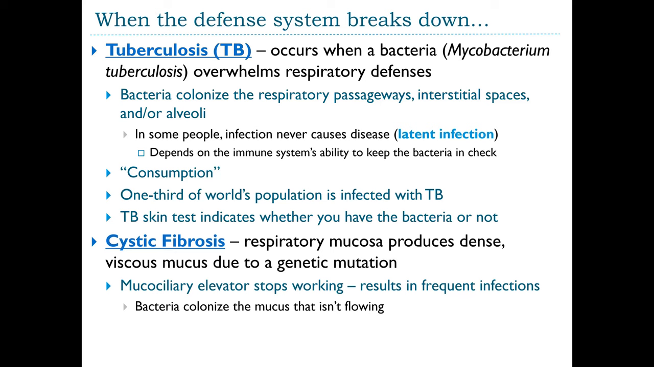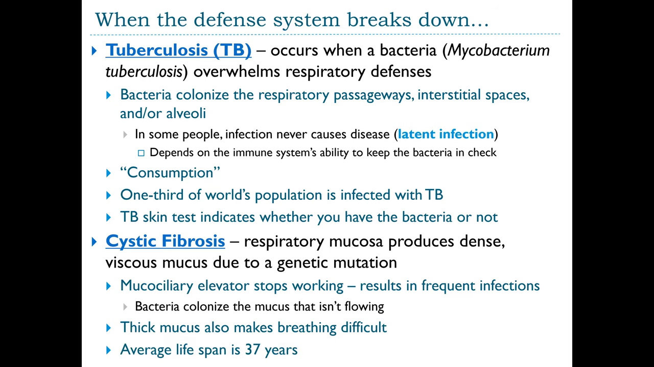So remember, the purpose of the mucus is to catch those bacteria, sweep them toward the pharynx, you swallow them, and your stomach acid kills them. But if the mucus is just sitting there and not going anywhere, the bacteria are happy to use it as a food source, and they can start growing and dividing out of control. So people with cystic fibrosis end up having frequent respiratory infections, and the thick mucus also makes breathing difficult, because it can clog the respiratory passageways. And currently, the average lifespan of someone born with cystic fibrosis is only 37 years of age.